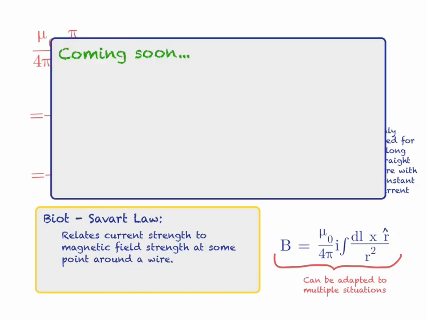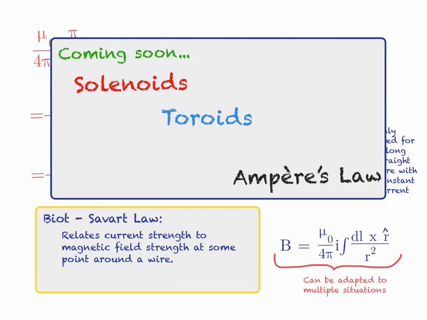So in the next few videos, we're going to take a look at solenoids and how the magnetic field works in those, as well as toroids. And we will also look at Ampere's law and see that it can sometimes be a lot simpler version of this law, as long as we have some symmetry.